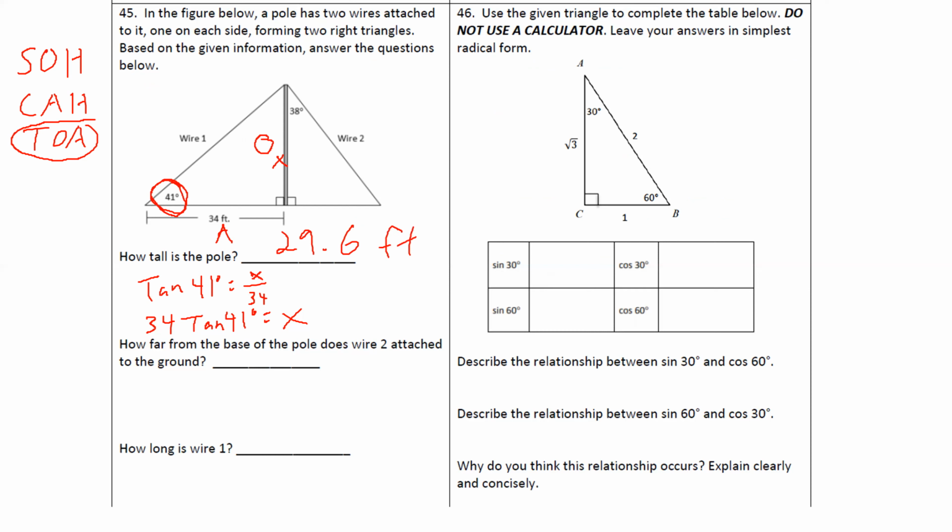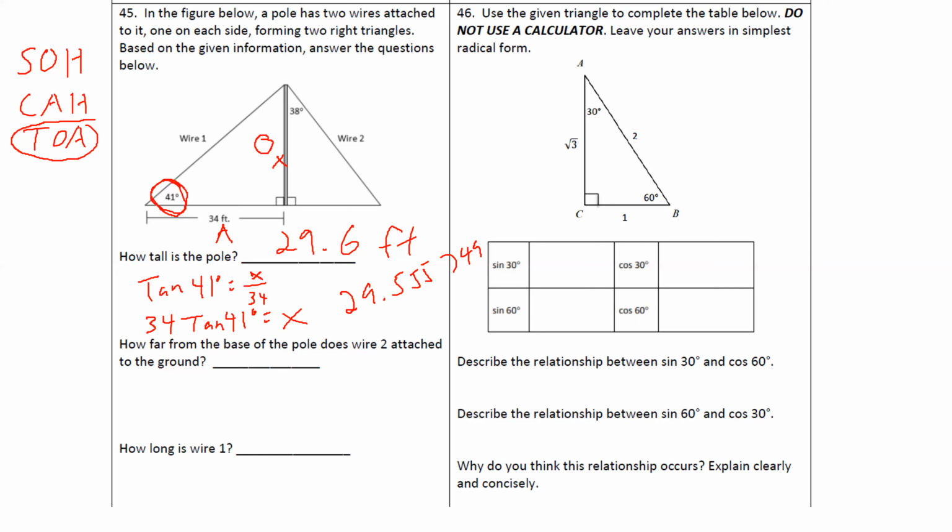Now, there are a couple extra decimals there. So you might want to write it down so that you have extra decimals, or keep using the values from your calculator. But those would be the next few decimals if you want your answers to be more accurate. The next one, how far from the base of the pole does wire 2 attach?